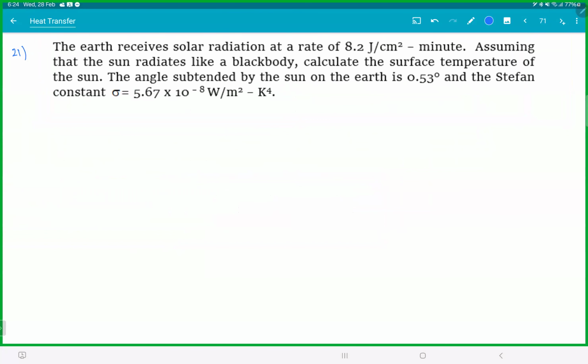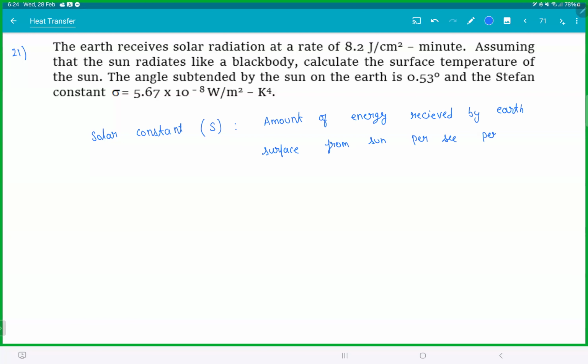So there is something called the solar constant. The solar constant is given by S, which is nothing but the amount of energy received by Earth's surface from the sun per second per unit area.